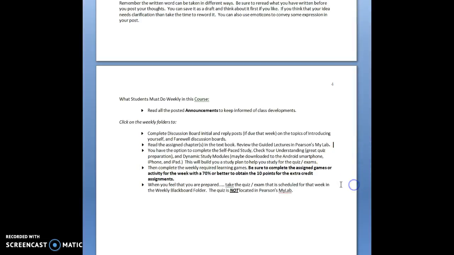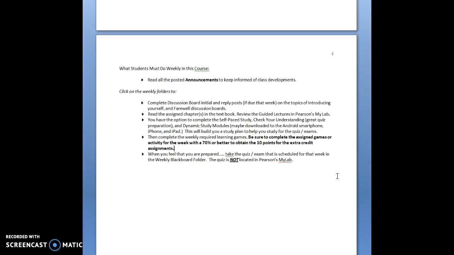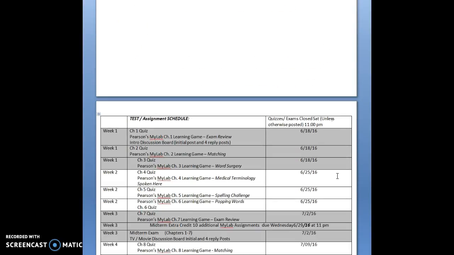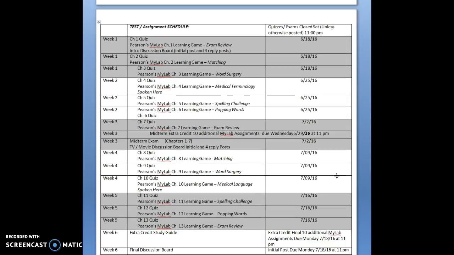There's some self-pacing that you can go along with. You can download some interesting things onto your phone. Make sure that you complete everything that you're assigned. Don't take the quiz unless you are ready to do so. So here's our weekly schedule.